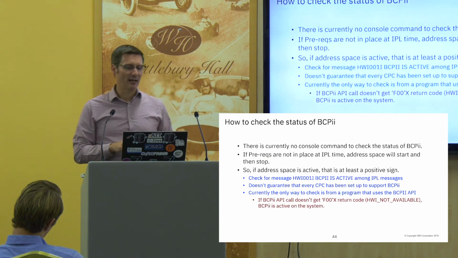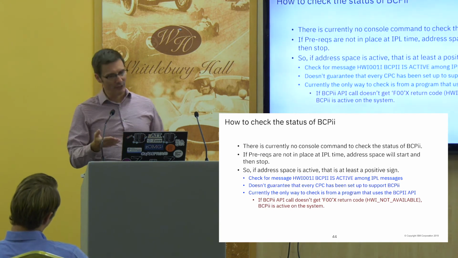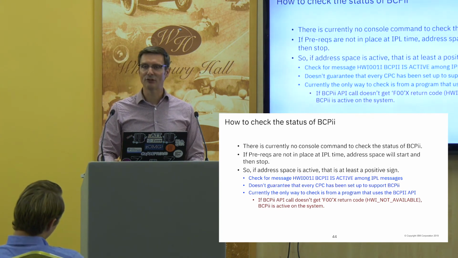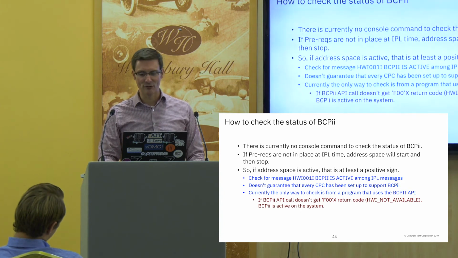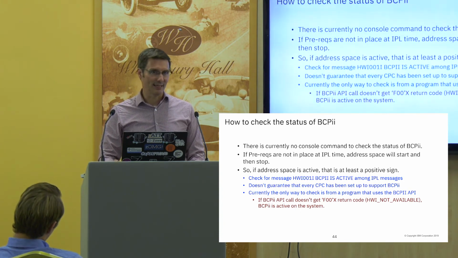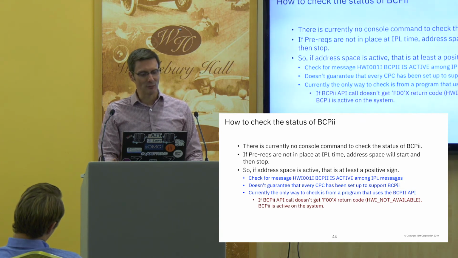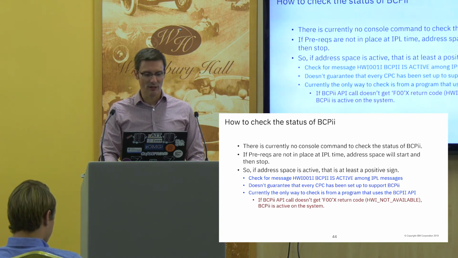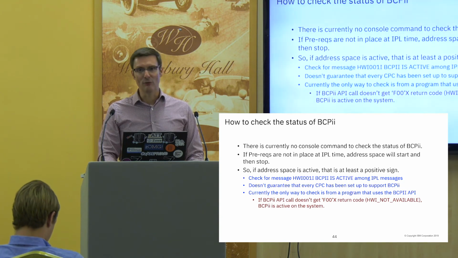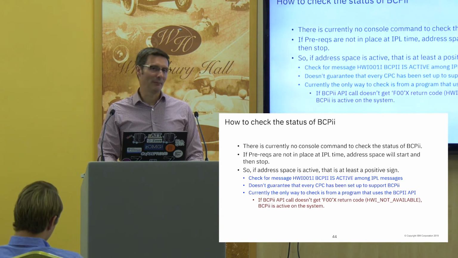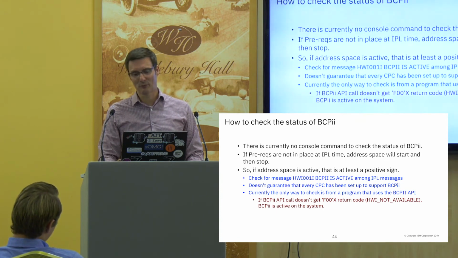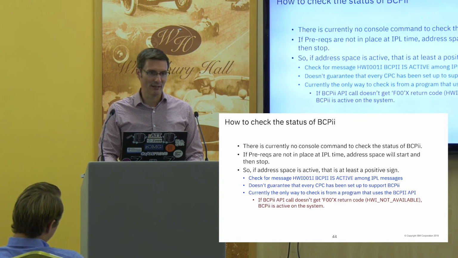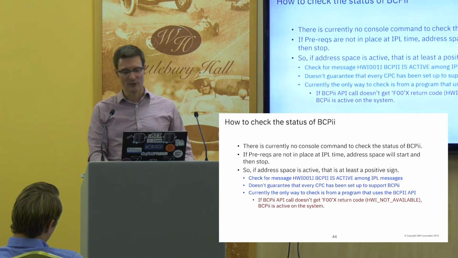Now, how do I check the status of BCPI? There isn't really any console command to check it, but you can do a couple of things. You can go look and see if the address space is listed in SDSF. You can also check that the message BCPI is active is in your log. And if you invoke an API when BCPI is not active, you're going to get a FOX00 return code, which basically says HWI not available. It means that the address space is not on.